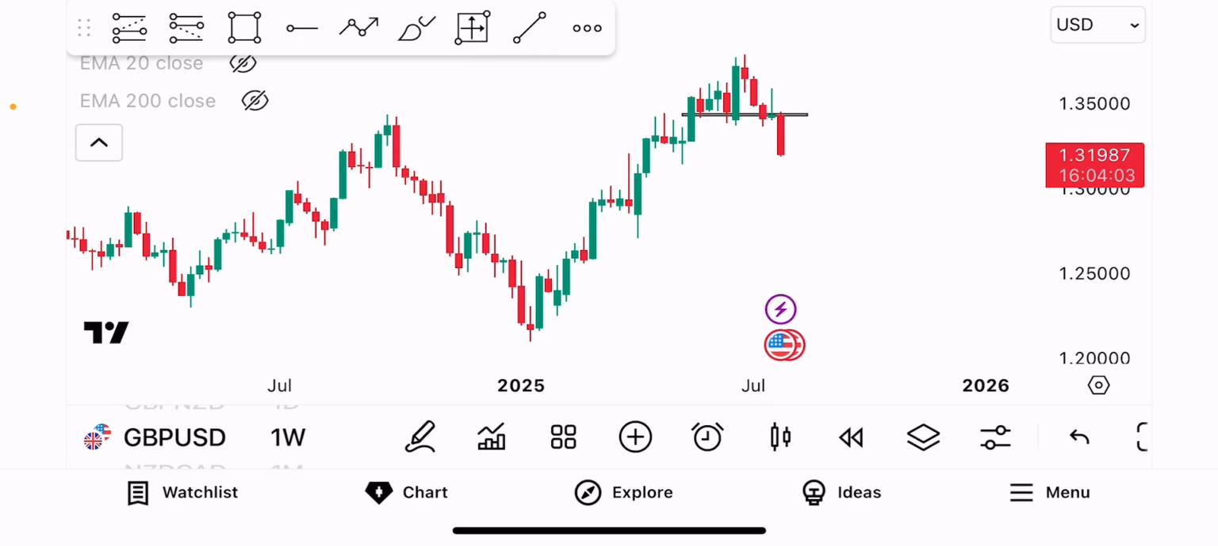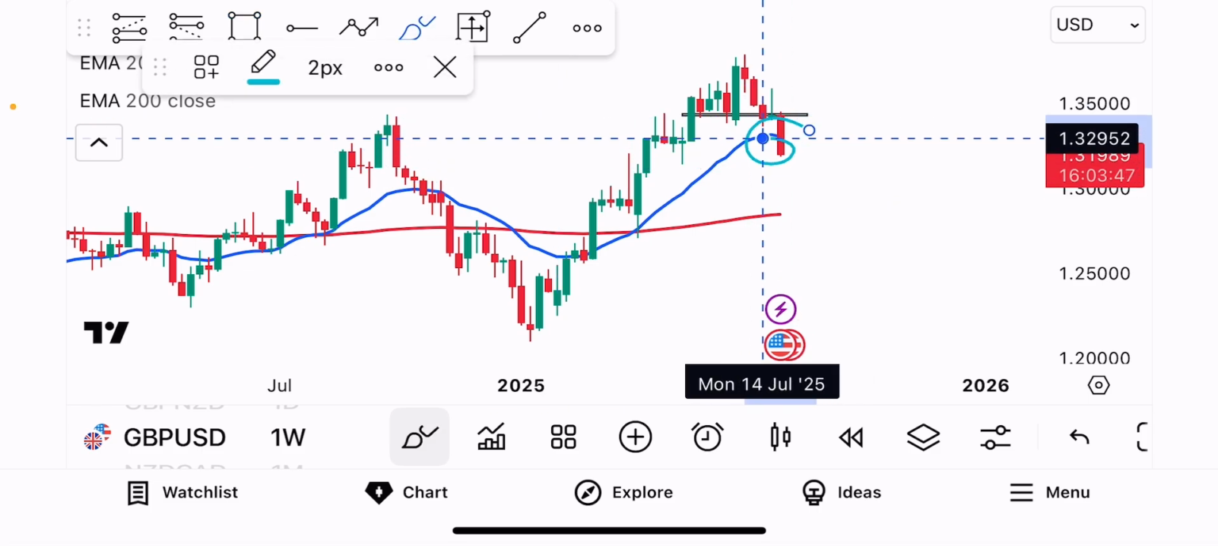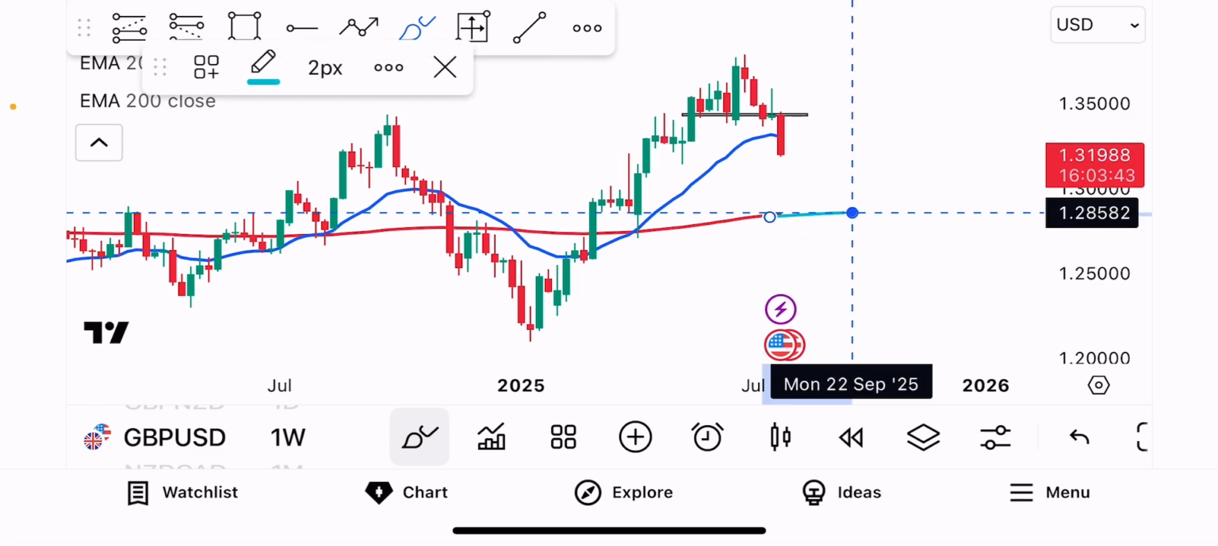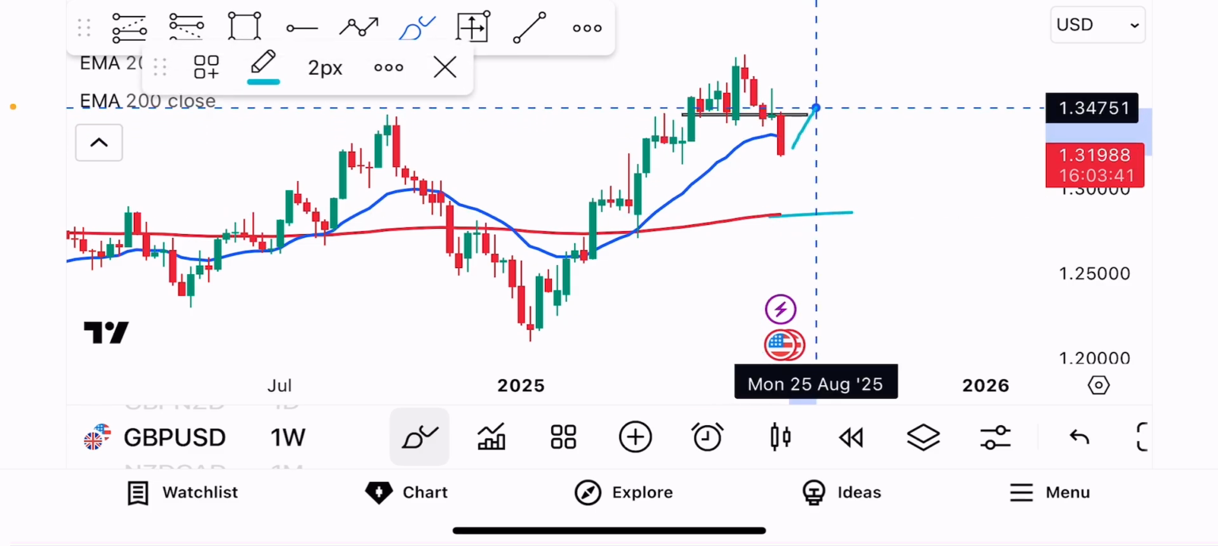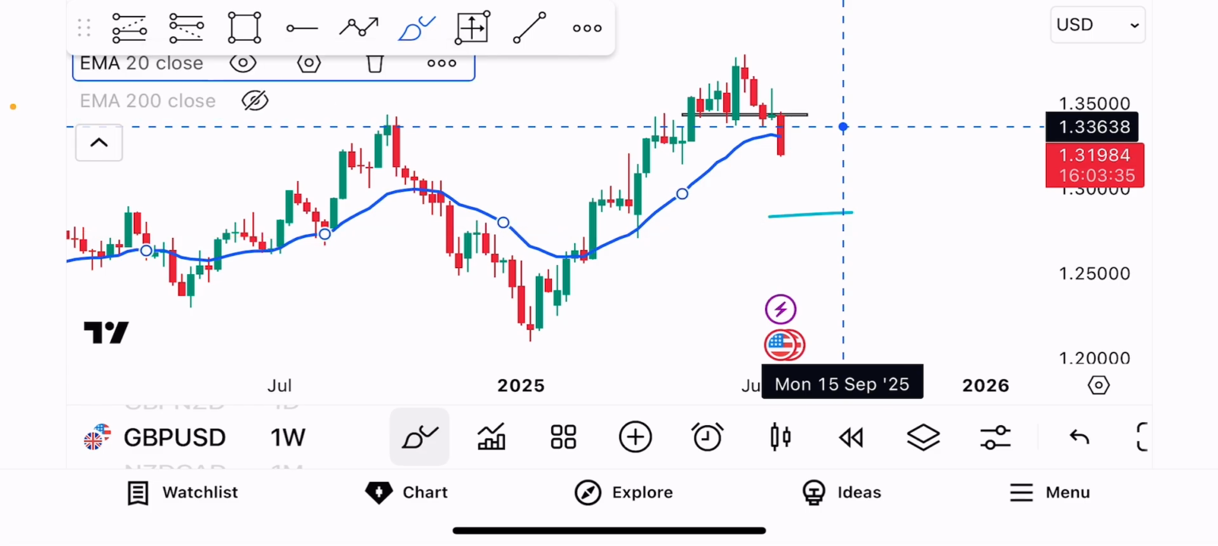And if we consider the nature of the moving averages that we have here, we can see that price is still maintaining its momentum above the 200 EMA, and the 20 EMA is where the market is currently reacting. Here, the blue EMA is the 20, and the red one is the 200. So we are likely to see some form of pullback. Now let's check the daily time frame.